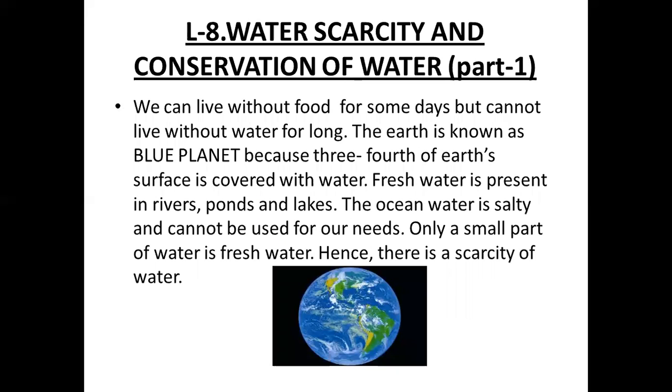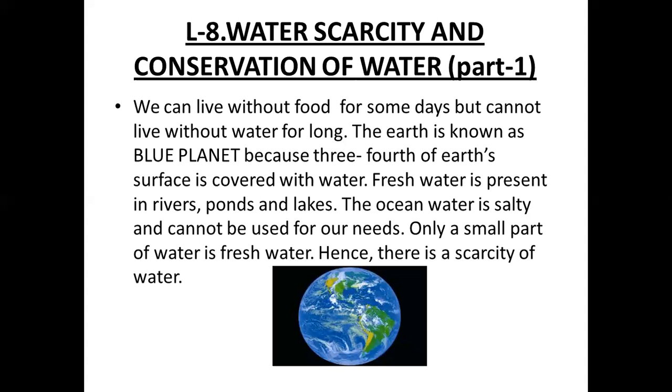Once again, let us revise what we have studied today. We can live without food for some days, but cannot live without water for long. And the earth is known as the blue planet because 3/4 of the earth is covered with water. Most of the water exists in oceans on the earth, but the ocean water is salty and cannot be used for our daily needs. Only a small part of water is fresh water. This is present in rivers, streams, or lakes and can be used by us for our daily needs. This limited amount of fresh water is further decreasing due to various factors. Hence, there is a scarcity of water.